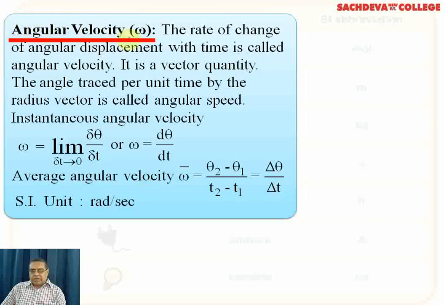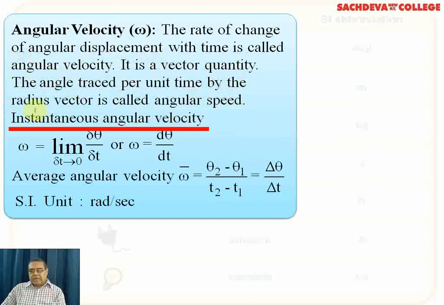Angular velocity: like linear velocity, that is the rate of change of displacement, is called linear velocity. But now it is angular, so obviously the particle is moving in a circle. So angular velocity is represented by omega. The rate of change of angular displacement with respect to time is called angular velocity. It is a vector quantity. The angle traced per unit time by the radius vector is called angular speed.